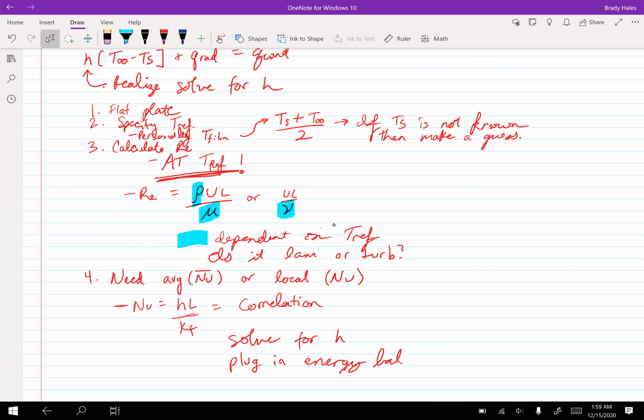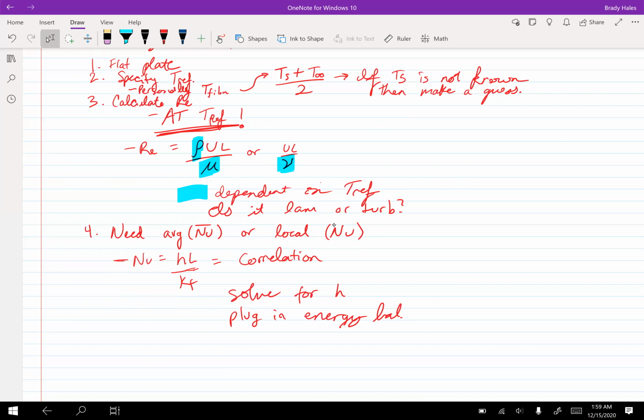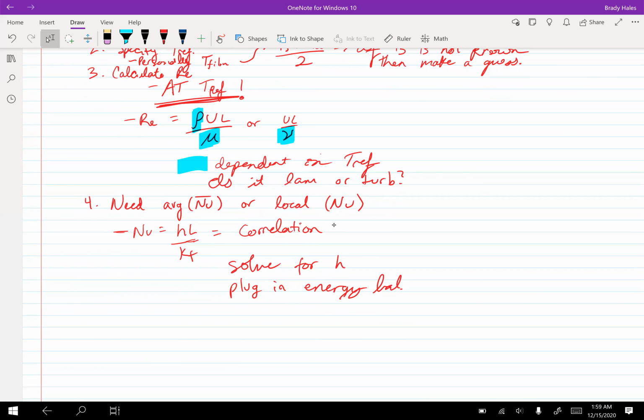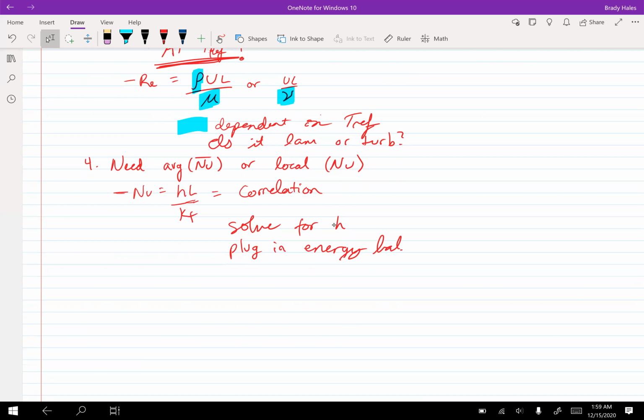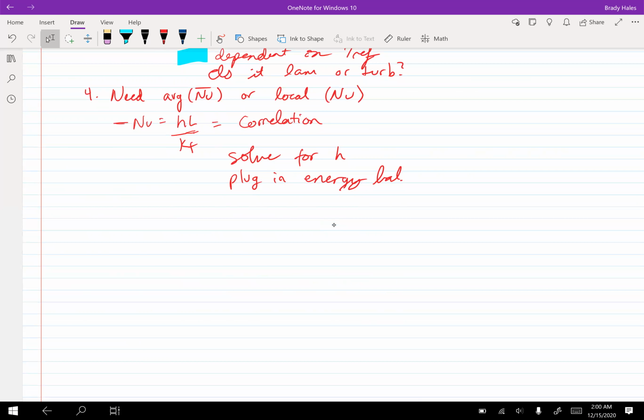Okay, all right, so geometry, calculate the reference temperature. If you don't know the surface temperature, if that's something you're solving for, make an initial guess. Calculate Reynolds number at the reference temperature, then decide if it's laminar or turbulent, and then decide if you need an average Nusselt, if you're looking at the whole plate, or the whole cylinder, or the whole sphere, or if you're just looking at one part, which would be the local, right? And then you use this definition right here, which I will highlight in yellow. Solve for H, plug in the energy balance, and solve.